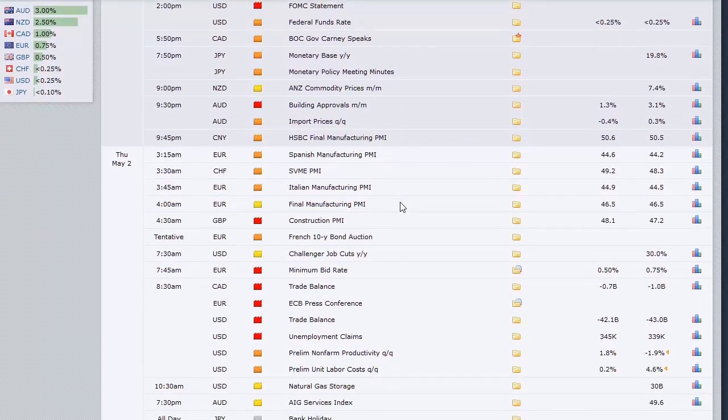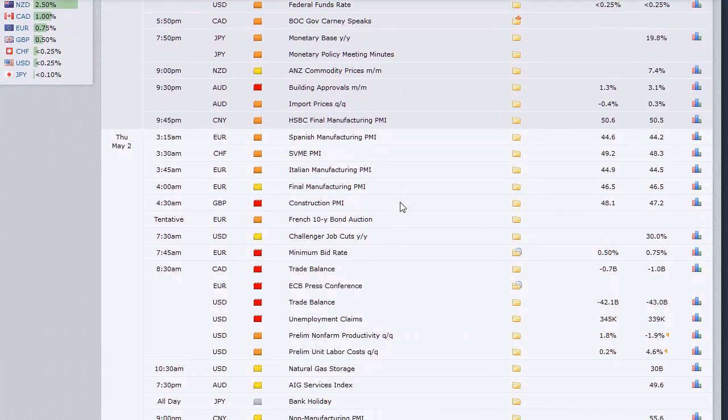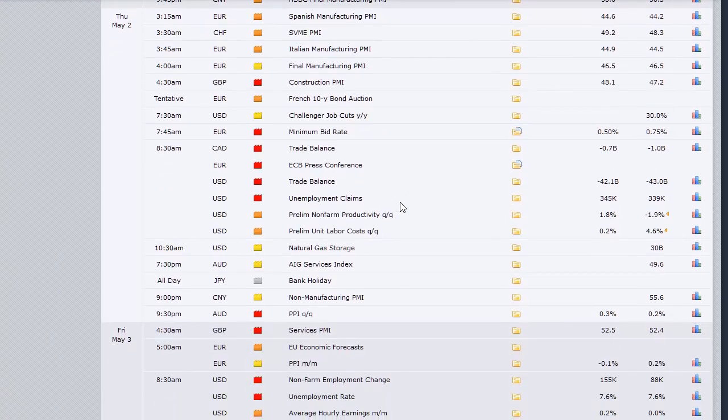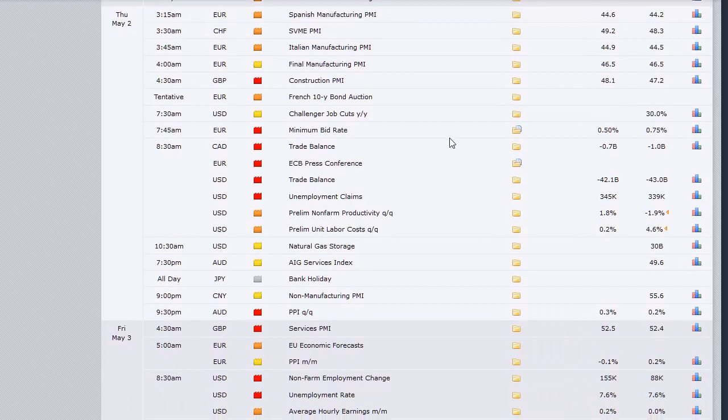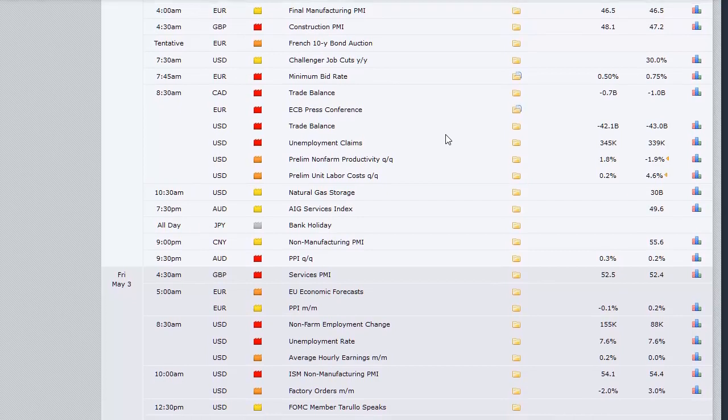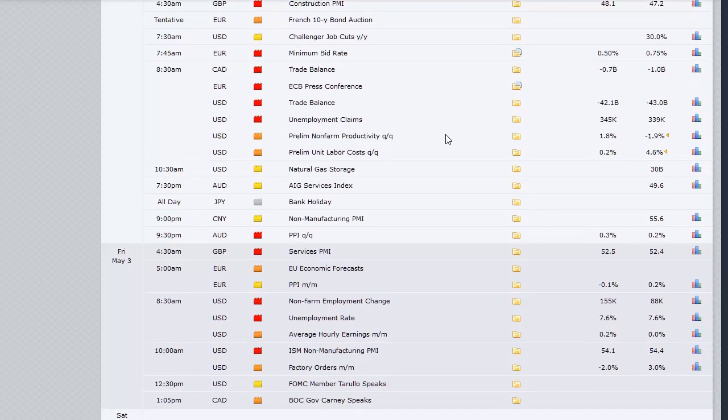Monetary base out of Japan Wednesday night. Building approvals and import prices out of Australia. Get into Thursday, Spanish manufacturing PMI, Italian manufacturing PMI, European broad manufacturing PMI, construction PMI out of the UK, French 10-year bond auction, got a rate announcement out of the European ECB, trade balance out of Canada and the US.